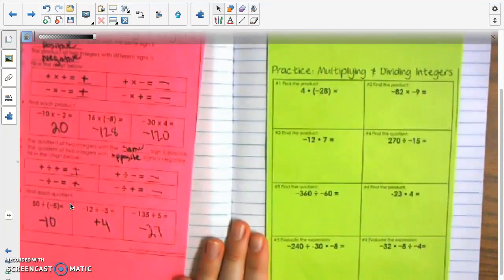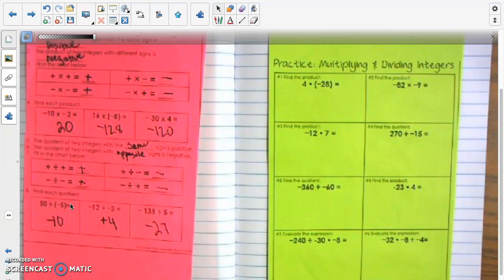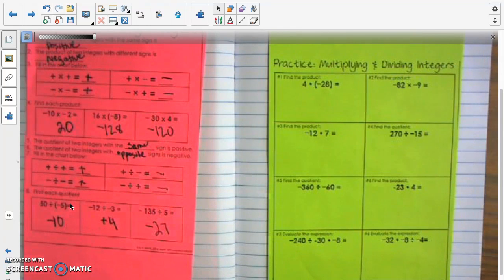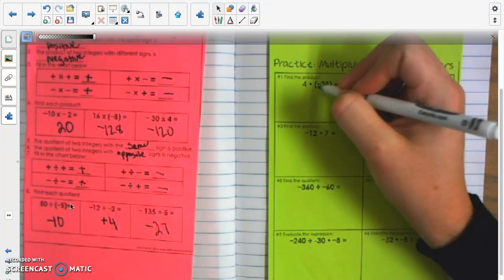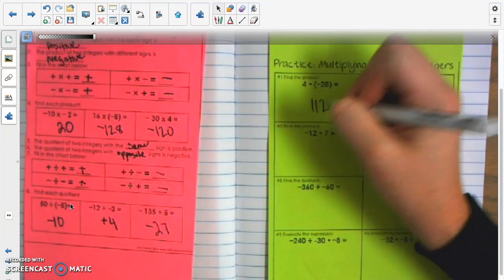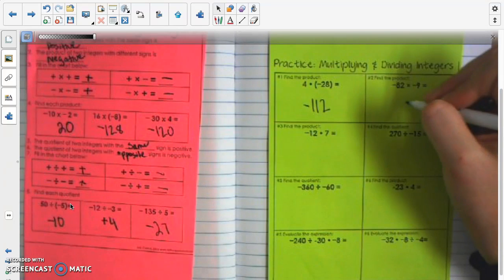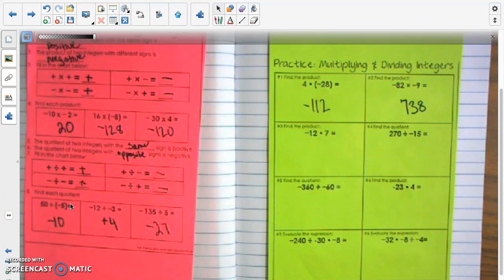Over here, what I want you to do is give your best shot at trying these by yourself. Hit pause and try them, and then come back and see if you can work on them. So we're going to do 28 times negative 4. It's going to be 112, but we have different signs, so negative. Negative 82 times negative 9 is going to be 738 because two negatives make a positive.